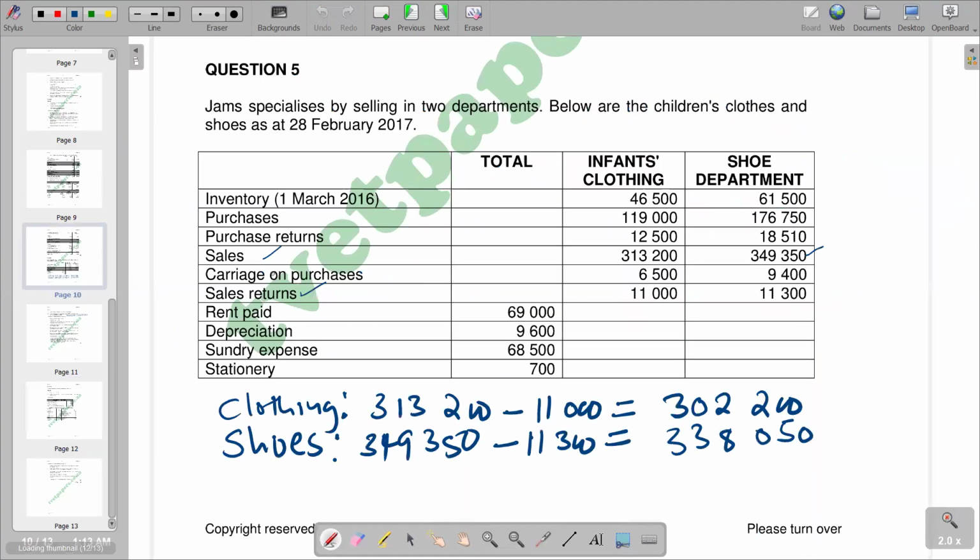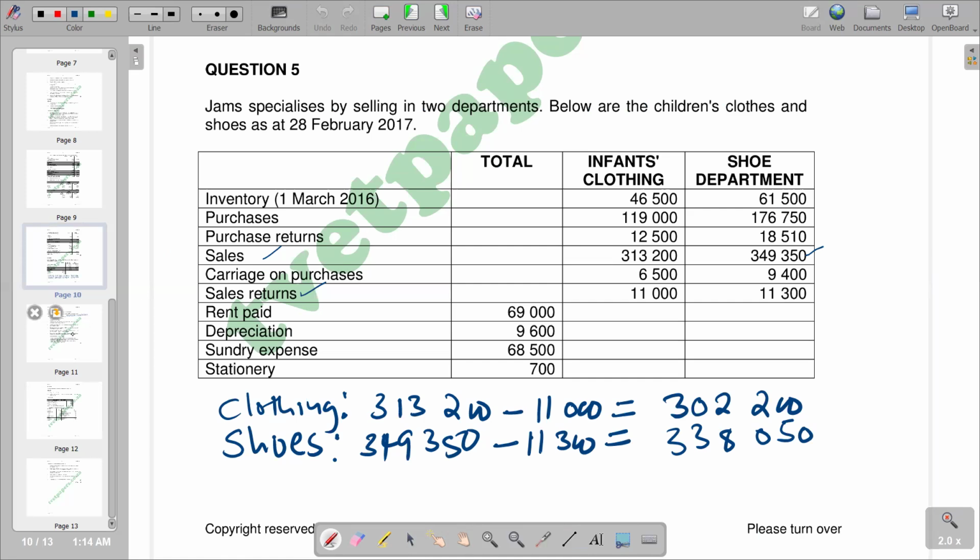You see that we've got carriage on purchases, which is our carriage inwards. We've got 6,500 for clothing and 10,400 for shoes. But obviously, remember, the figures that are given in the list of balances are not always the exact figures that apply in the statement. So we check if you've got any adjustment that is affecting our carriage on purchases. If you don't have any adjustment, it means you have to take the figure that you are given as it is in the list of balances and put it in the income statement.